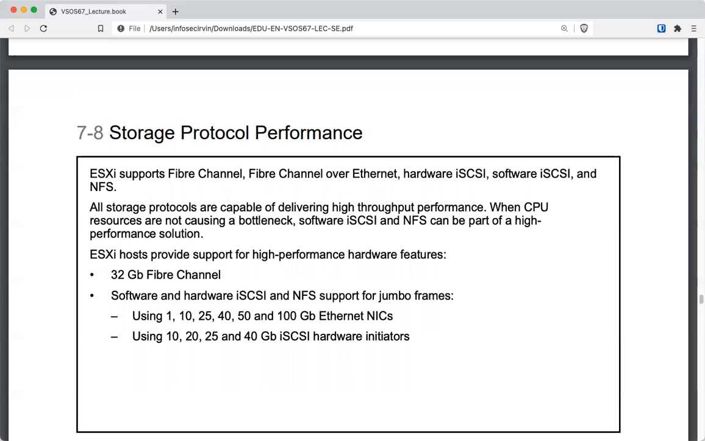Storage is essential, so you want to ensure that your storage hardware is interconnected in a high-speed manner, which could be using 10, 25, 40, 50 gigabit Ethernet, using hardware iSCSI initiators, or using Fiber Channel to funnel through the storage.